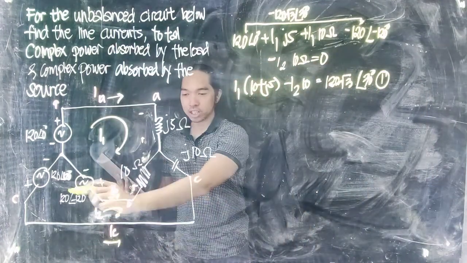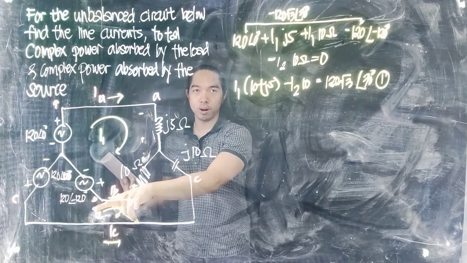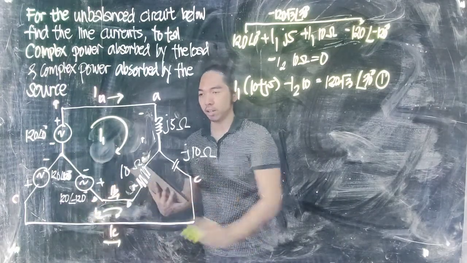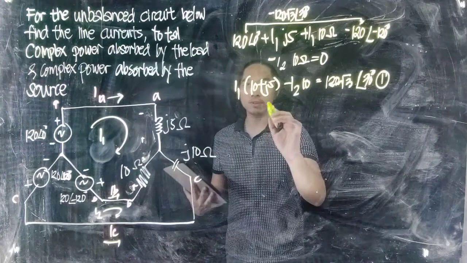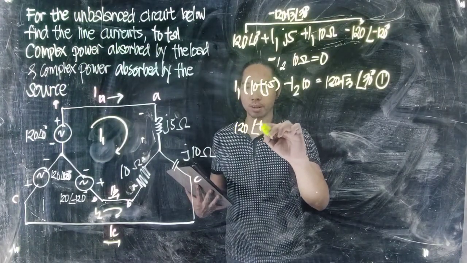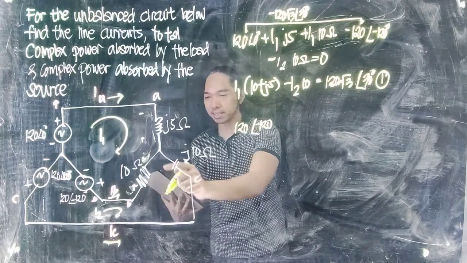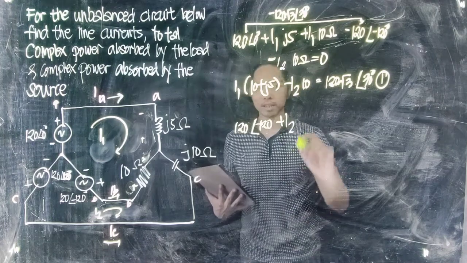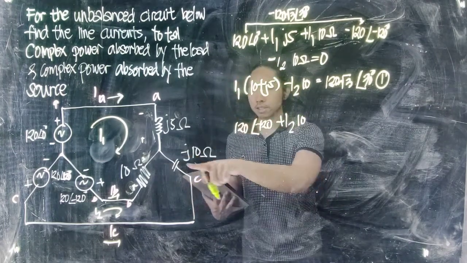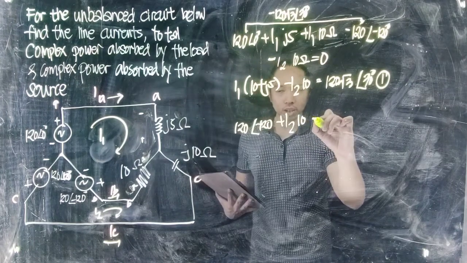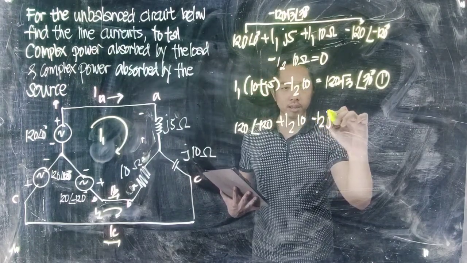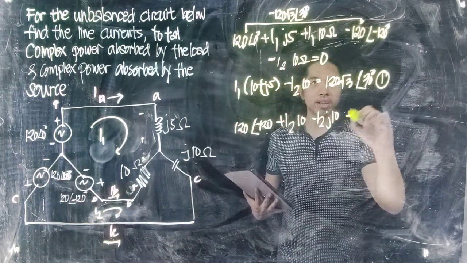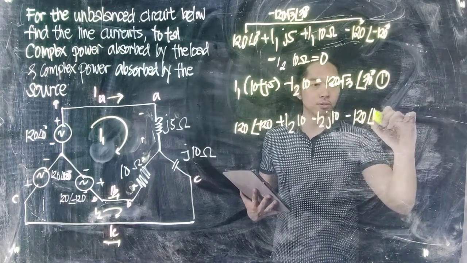Let's consider the mesh current in the second loop, the loop on the bottom part of the circuit. Positive 120 angle of negative 120. Since I2 rises, this will be negative to positive, so that would be plus I2 times 10. Then negative j10, so minus I2 j10. Then minus 120 angle of 120.